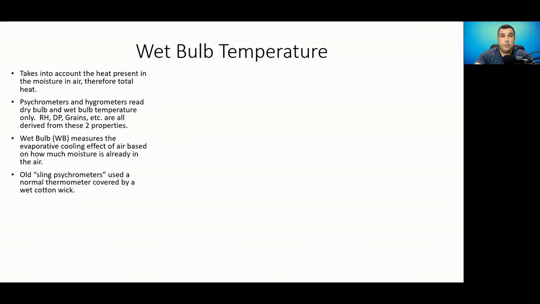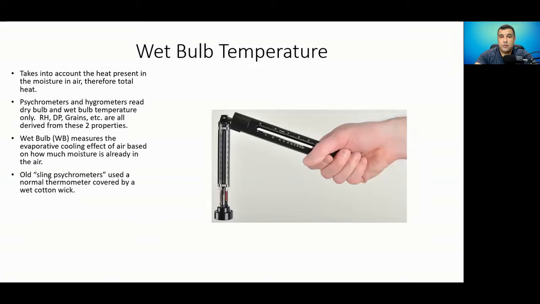This was an early tool that was used by technicians for many years, up until more accurate electronic devices came out. And it's really comprised of a normal thermometer that is covered by a wet cotton wick. So here we see a picture of an old sling psychrometer. If you notice to the left of this picture here, there are two thermometers. The thermometer on the left over the bulb is covered with a wet cotton wick. This is your wet bulb thermometer. And then your dry bulb thermometer is right next to it, which is just a normal thermometer.